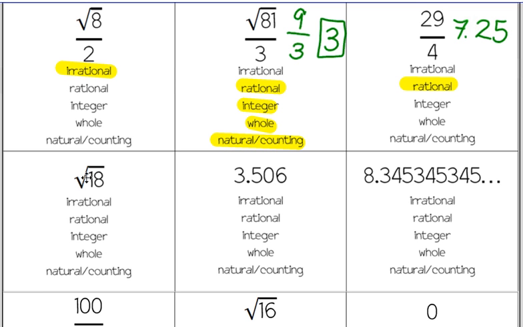The square root of 18, 18 is not a perfect square, so it would be irrational. If it's irrational, it can't be anything else.